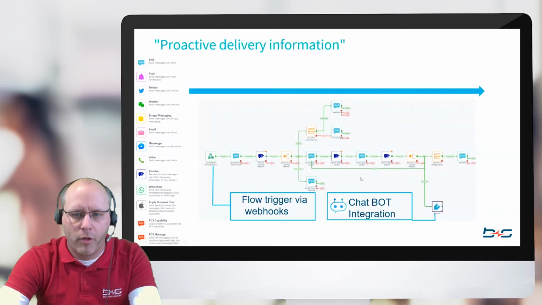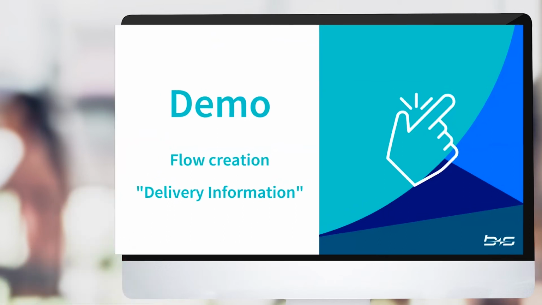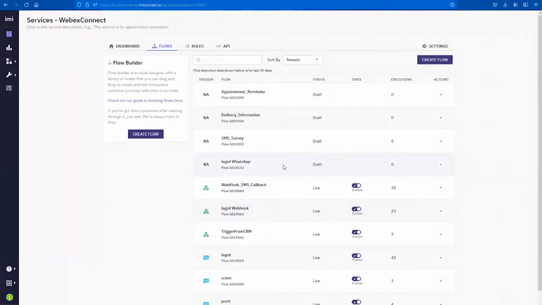Also within the flow, you can invoke the chatbot. So you can jump off into the chatbot environment and then communicate with the customer via a bot. How does it look on the system? Let's have a look. For that, we go to Webex Connect and we start the flow for the delivery information.